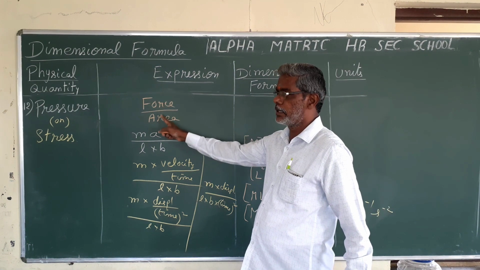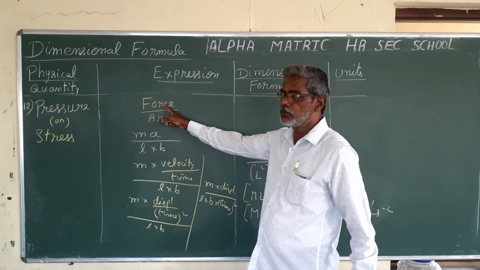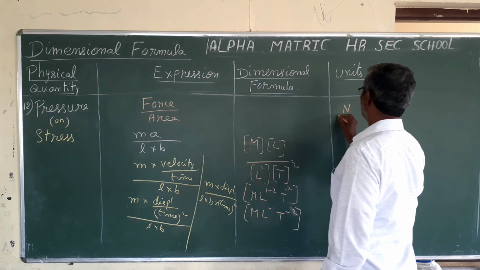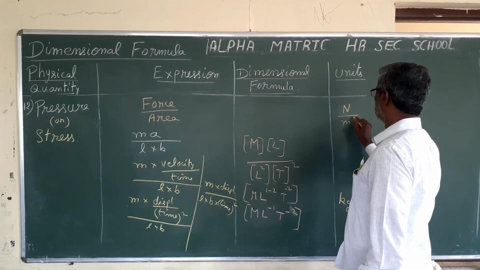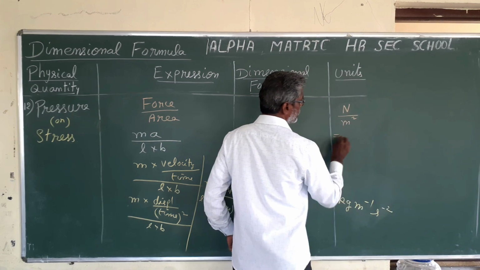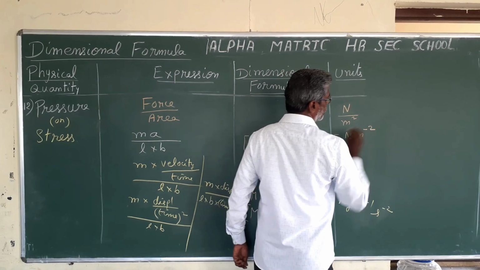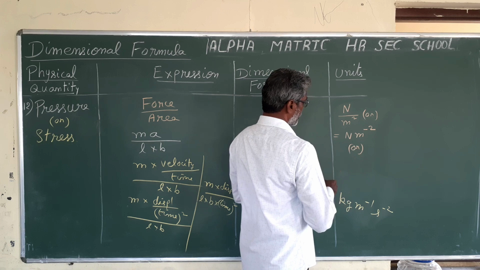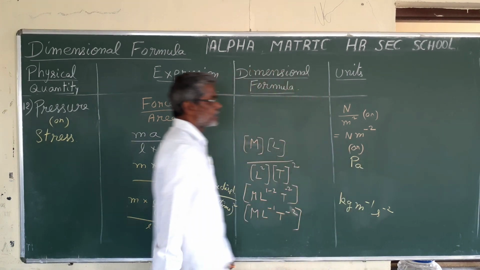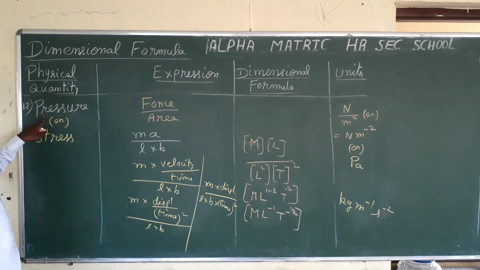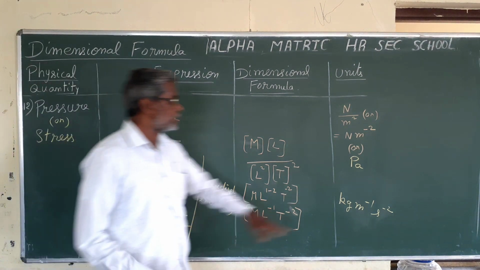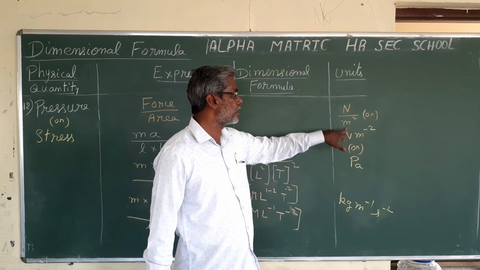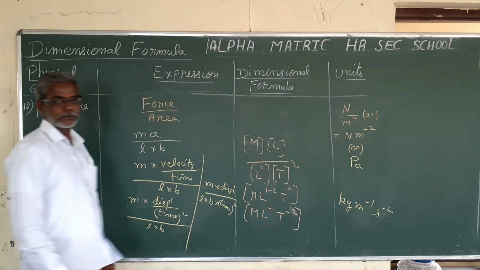Now there is another unit for pressure. What is this one? Force by area. What is the unit for force? Newton. Area is length into breadth, so it is meter square. So I can rewrite this as Newton per meter square, N m⁻². This is nothing but Pascal. So for pressure or stress, the unit is kilogram per meter per second square, or I can call it Pascal, or Newton per meter square.